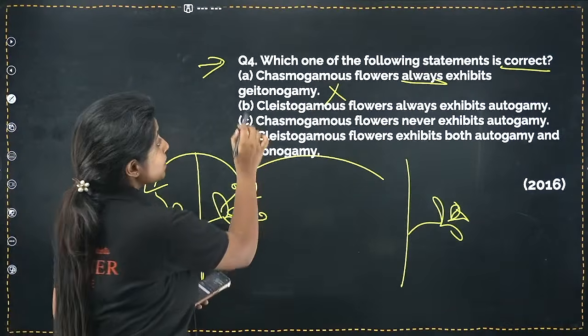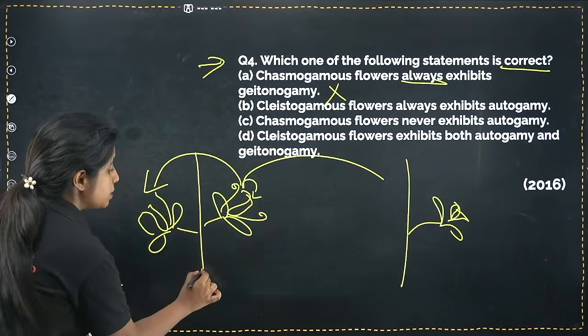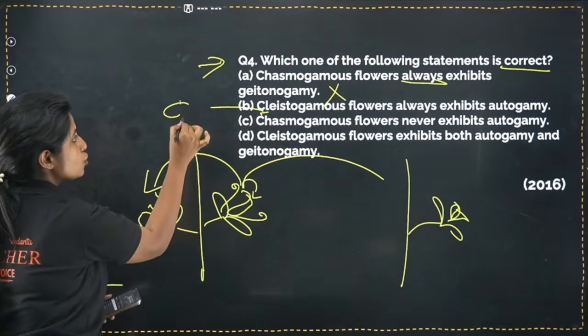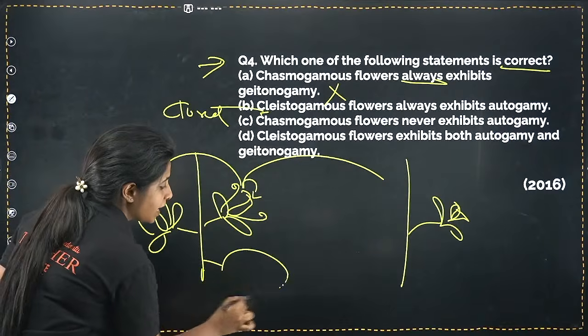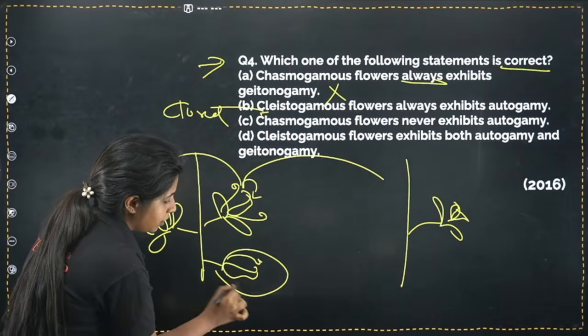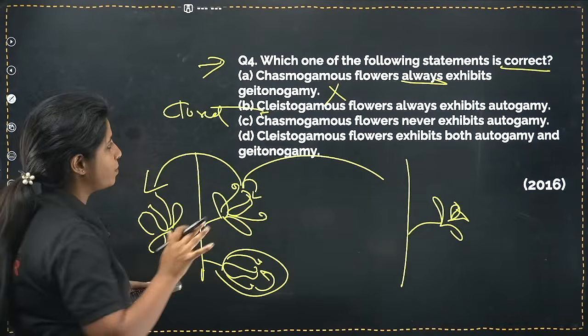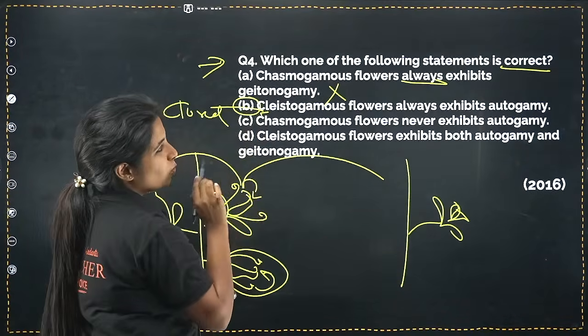Next, cleistogamous flowers always exhibit autogamy. Yes, definitely. Cleisto means CL stands for closed. Always remember that. So this flower is closed and does not have any option. The pollen grains are going to land there only. Autogamy is the only thing that is possible. So your answer is going to be B only.